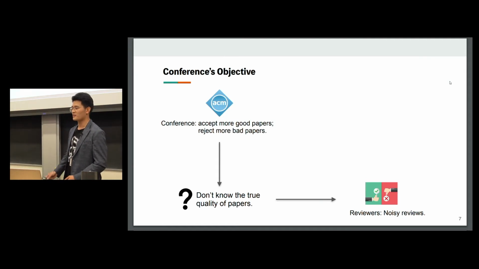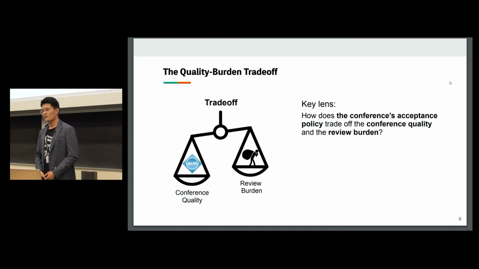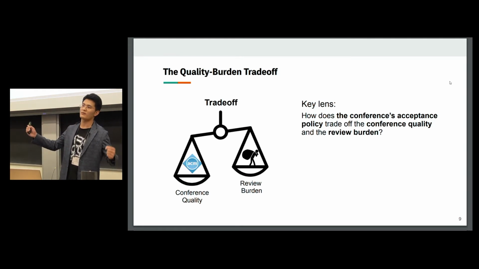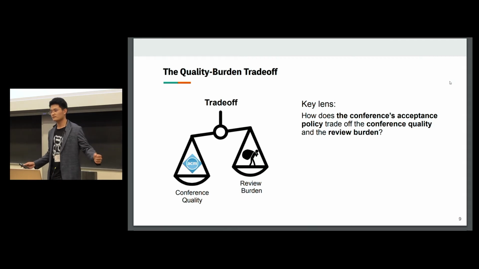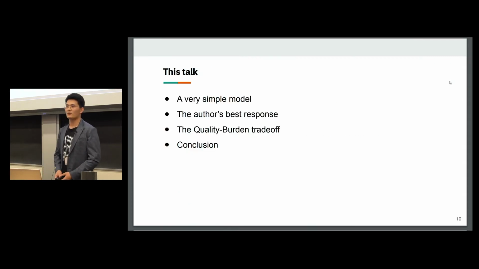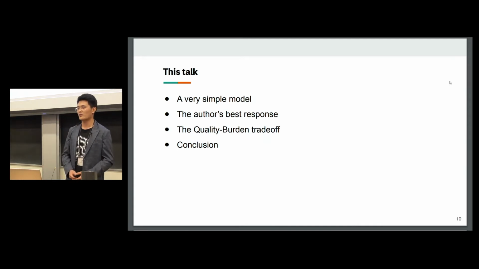The problem is that there's a second dimension that we haven't looked at, which is the review burden. Of course, we cannot optimize the review burden and conference quality at the same time. There's always a trade-off. So one of our key aims in this paper is to understand how the conference acceptance policy would trade off the conference quality and the review burden. For the rest of this talk, we will first provide a very simple model to gain some insights. And we will talk about the authors' best response, and then we talk about this trade-off between the conference quality and the review burden. Finally, we will conclude.